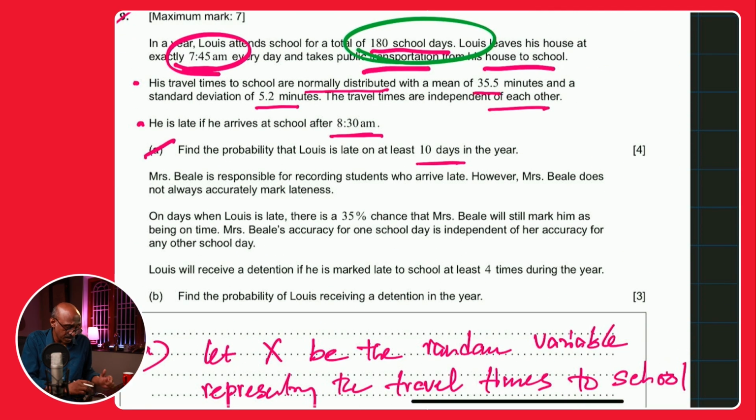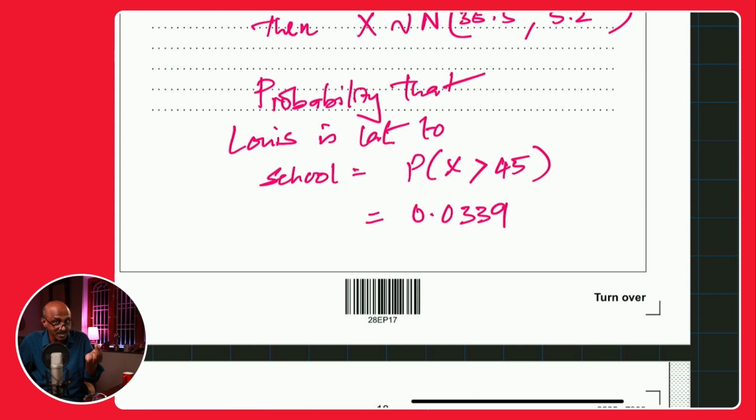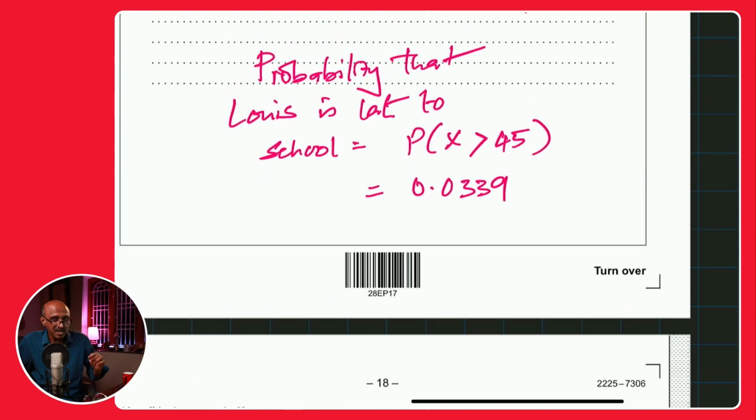Part A is asking to find the probability that Louis is late on at least 10 days in the year. That's something else, not this. This is just, what is the probability that he is late on any one day of those 180 days? We've got to find out that he's late on 10 days, right? So this is not the final answer, which means there would be compounding error involved if you were to just use it as 0.0339.